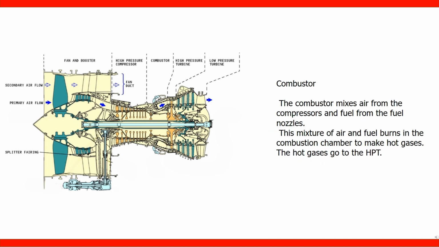The combustor mixes air from the compressor and fuel from the fuel nozzles. This mixture of air and fuel burns in the combustion chamber to make hot gases. The hot gases go to the HPT.